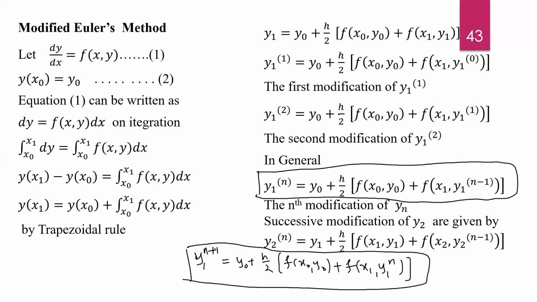Now the question is, when do we stop this process? When the difference between y1 raised to n plus 1 minus y1 raised to n is very small, less than epsilon, that is, the error tolerance is very, very small, then we stop the iteration. Now let us discuss the example on the modified Euler's method.